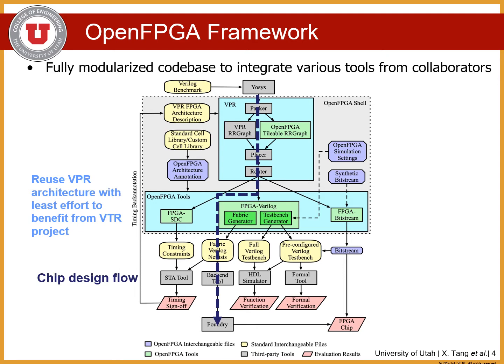The OpenFPGA framework can be used for two design purposes. The first one is the chip design flow, where you can describe your FPGA architecture in the XML description, and then we can generate the Verilog netlists, and you can use the backend tools to convert the Verilog netlists into GDS2, and send it to the foundry and tape out the FPGA.